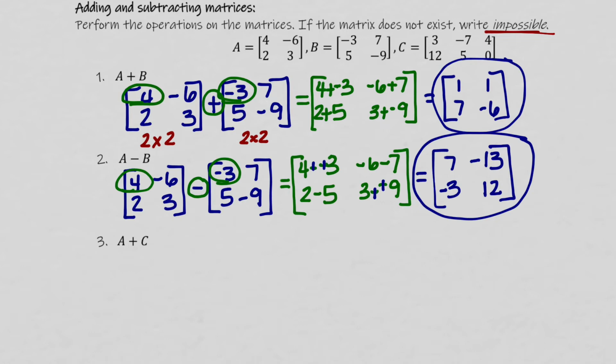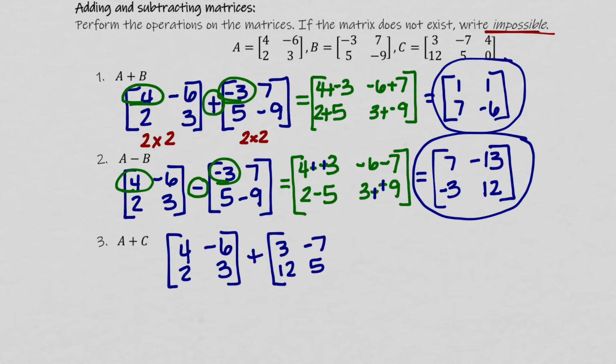And then number 3, it wants matrix A plus matrix C. So if I write those out, or I'm sorry, did I say minus? I meant plus. Matrix A plus matrix C. I don't know if I said it right, but all right. I'm just writing them out, copying them from up above.